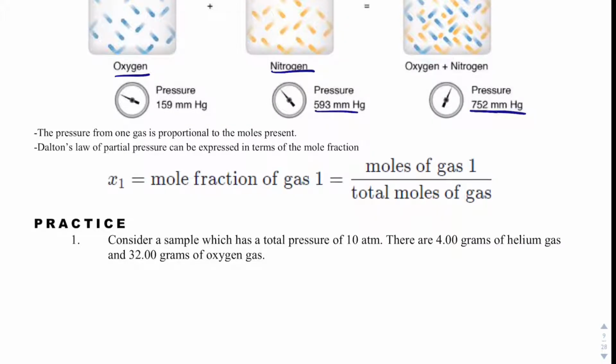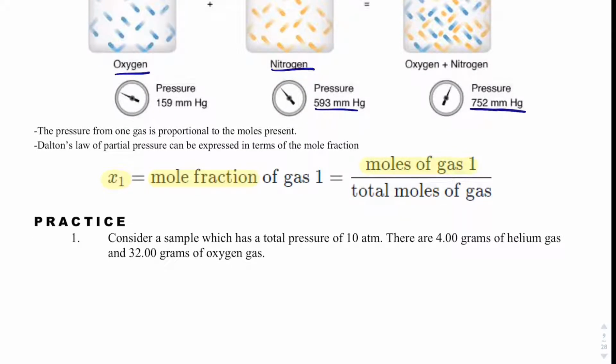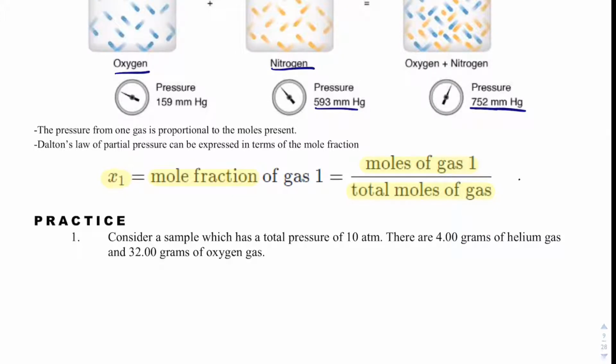Something that is new is calculating mole fraction. Mole fraction is given the symbol of an italicized little x. And all it is, is what percent of all your moles are a specific chemical. So you take your moles of gas 1 divided by your total moles, and that would give you the mole fraction. Let's say I had 5 moles total, and only 3 moles were oxygen.